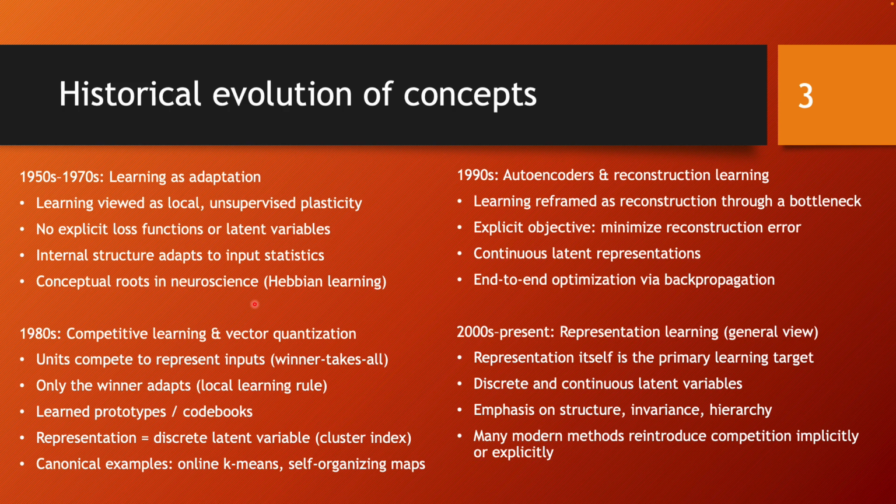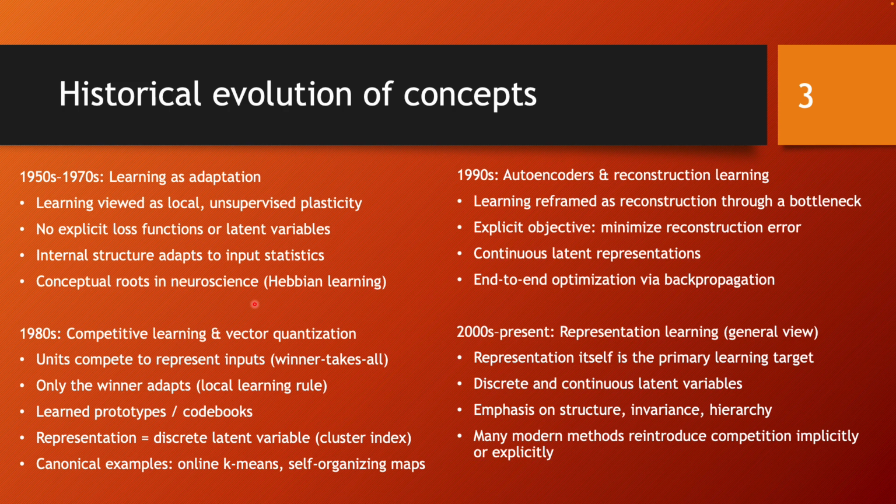So neurons that would be activated would imply some changes in the synapses leading to them and the synapses going downstream from them. There was no explicit loss function or any idea of latent variables, just the idea that internal structure, meaning interconnections between neurons, would adapt to input statistics.